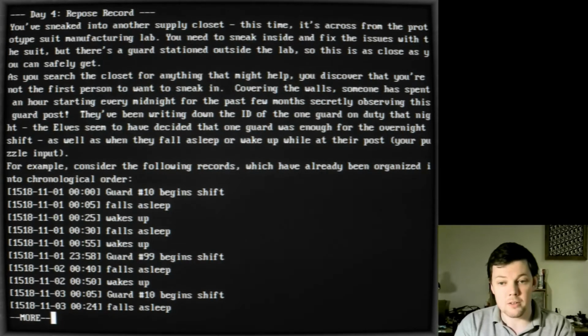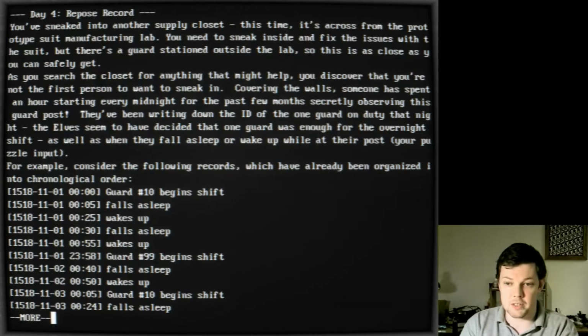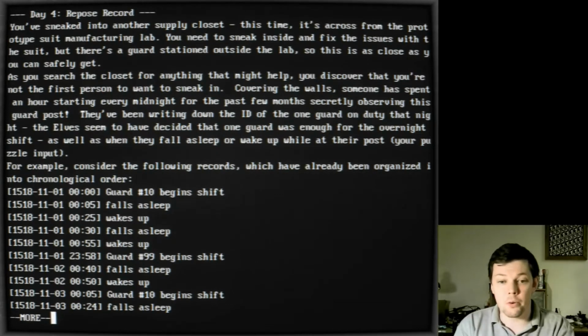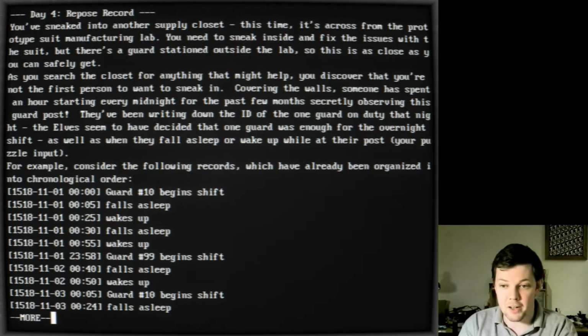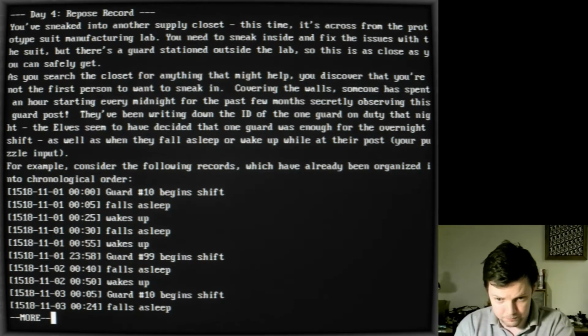As you search the closet for anything that might help, you discover that you're not the first person to want to sneak in. Covering the walls, someone has spent an hour starting every midnight for the past few months secretly observing this guard post. They've been writing down the ID of the one guard on duty that night. The elves seem to have decided that one guard was enough for the overnight shift. As well as when they fall asleep or wake up while at their post, your puzzle input. For example, consider the following records which have already been organised into chronological order.